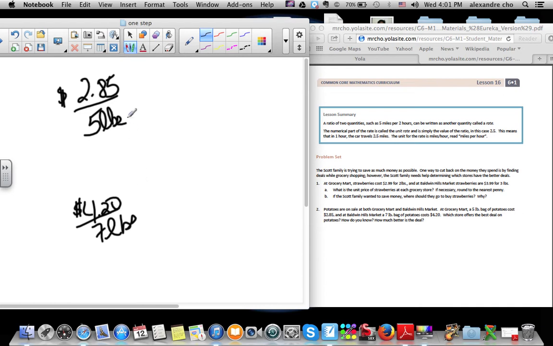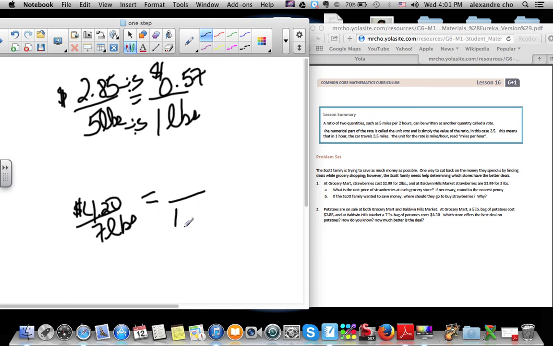It's very hard to compare or determine in this particular format where they have it as a rate. But if you change this to unit rate, so this is 1 pound, you're going to divide by 5 and you're going to divide the top by 5. Okay, and let's see what you're going to get. You're going to get that 1 pound of potatoes at Grocery Mart is 57 cents. Not bad.